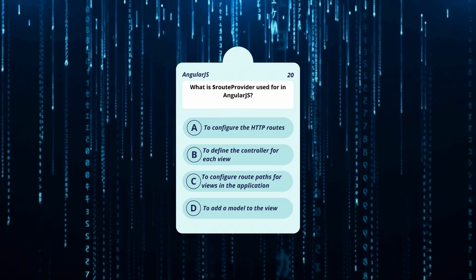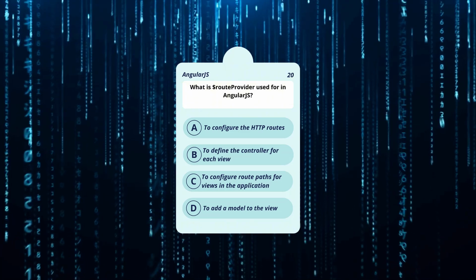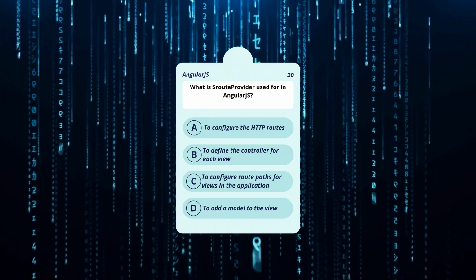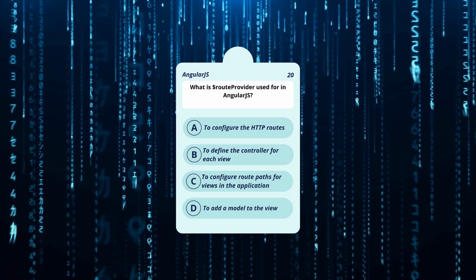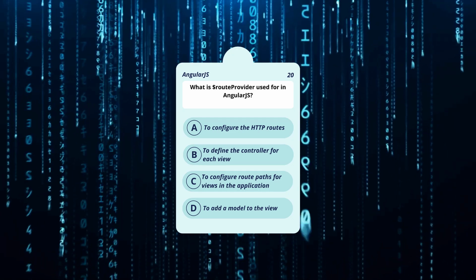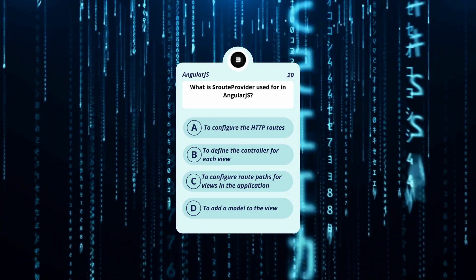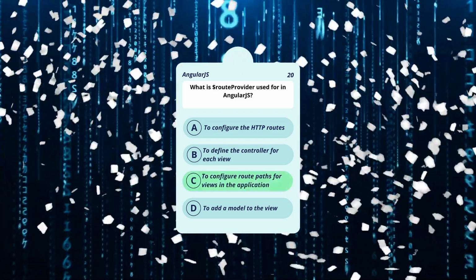What is $routeProvider used for in AngularJS? A. To configure the HTTP routes. B. To define the controller for each view. C. To configure route paths for views in the application. D. To add a model to the view. Answer C.